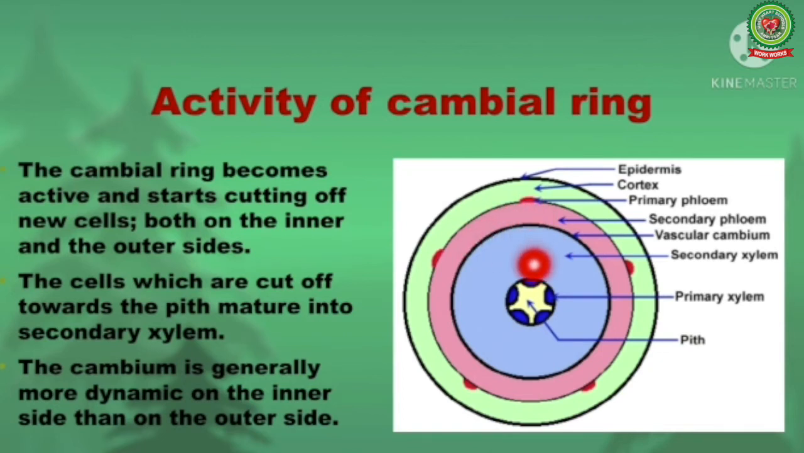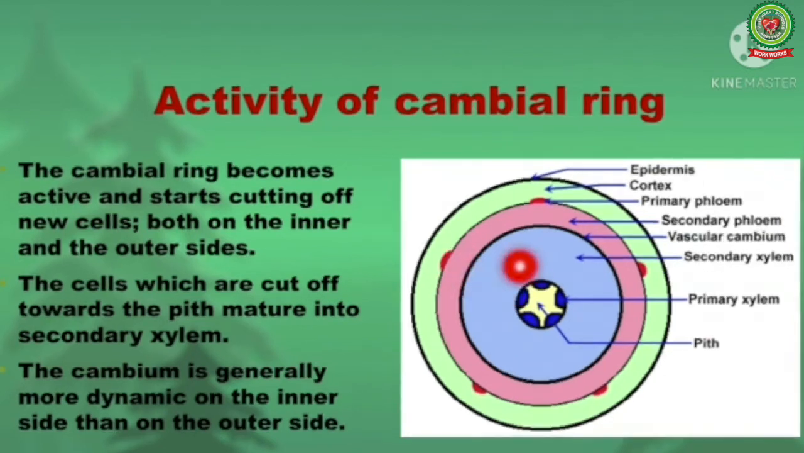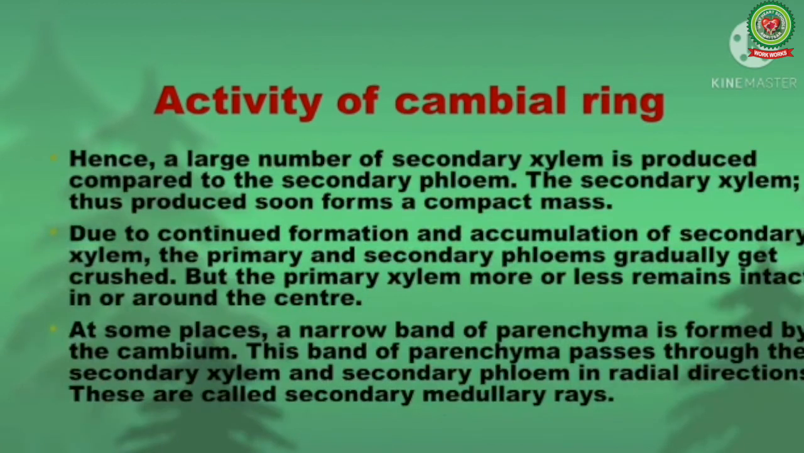Normally, more secondary xylem cells are formed towards the center, due to which the cambium ring moves towards the periphery. Due to the formation of secondary xylem and secondary phloem, the primary xylem and primary phloem, which were initially close, move towards the inner and outer side respectively. As a result, they become separated apart. These layers of secondary tissues are gradually added to the inner and outer side of the cambium continuously throughout the life of the plant. Hence, a large amount of secondary xylem is produced compared to that of secondary phloem.